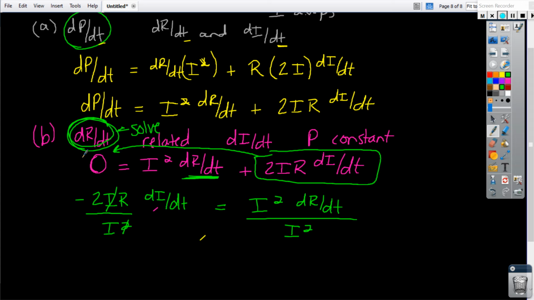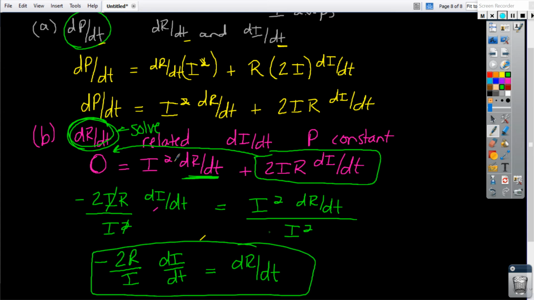And so this cancels. And I have negative 2r over I di dt is equal to dr dt. And so now I can tell how dr dt relates back to di dt if p is a constant. Okay? In other words, written in terms of that variable. All right, I hope you're seeing that this is not quite as bad as you thought.